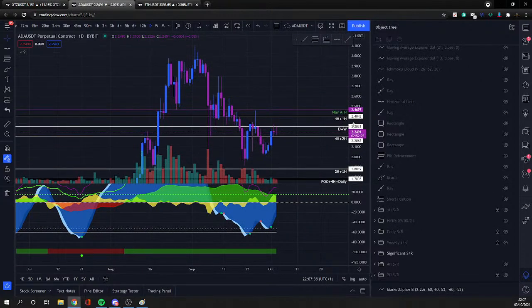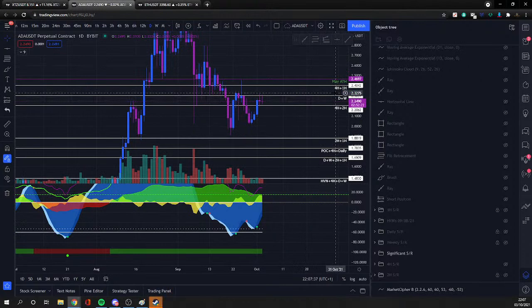Now, how I come by these, as you can see, wherever a 4 hour or a 1 hour has fallen on top of each other or very close to each other, I've created a new line on top of it, made it white, and called it the 4 plus 1 hour. Hence why it's called that. And others, point of control, stuff like that.